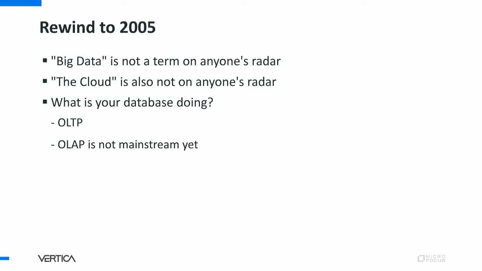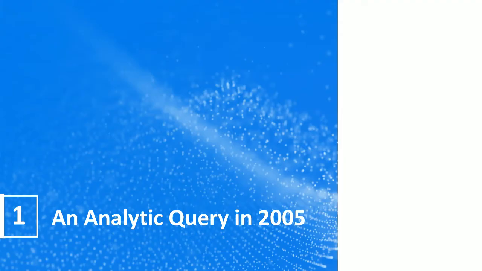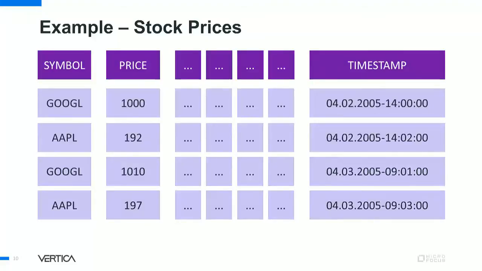So if you have a database serving your application, it's probably optimized for OLTP workloads. OLAP workloads just aren't mainstream yet, and database engineers probably don't have them in mind. So let's innovate. It's still 2005, and we want to try something new with our database. Let's take a look at what happens when we do run an analytic workload in 2005.